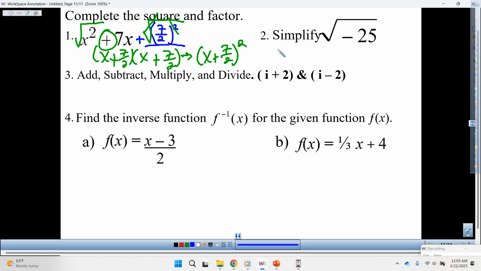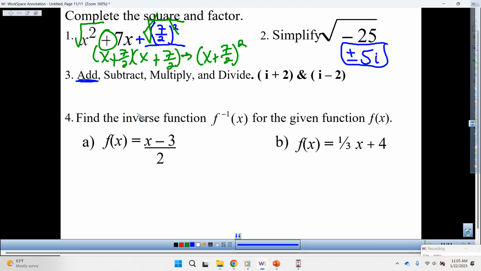Number 2. What'd you get for number 2? Let's see. Who haven't we picked on in a while? How about Mario. What'd you get for number 2? Plus minus what? 5i. That is correct. Addition, number 3. What'd you get for addition?